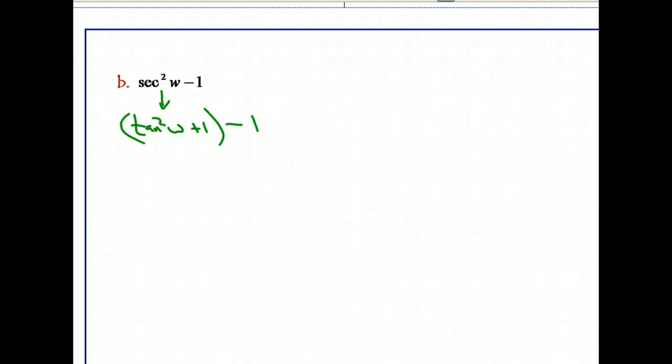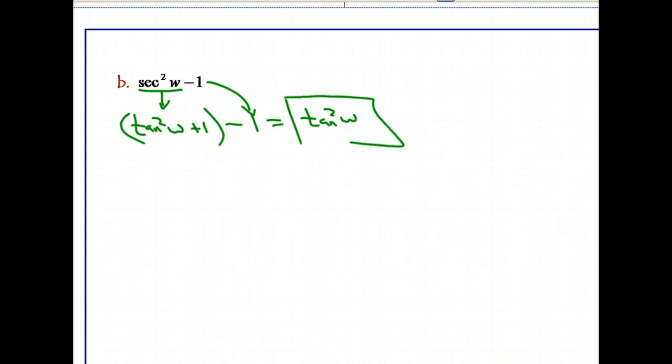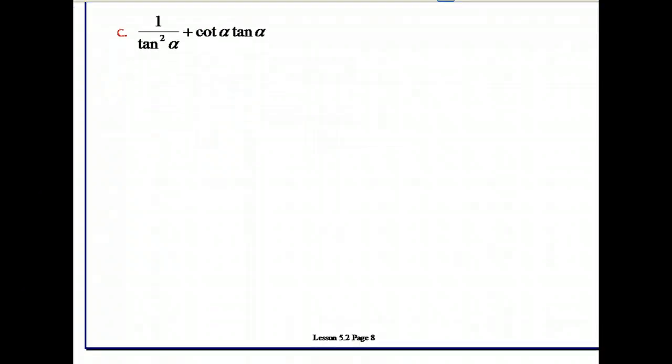Then I have a minus 1, which is from here. So the secant squared was the tangent squared plus 1. And you can see the plus 1 minus 1 cancel out, and I get the tangent squared. This is a power of a single trig function, but that's just as good. So I'm down to a single trig function again. I can stop. If you get it down to a single trig function or a constant, you are done.